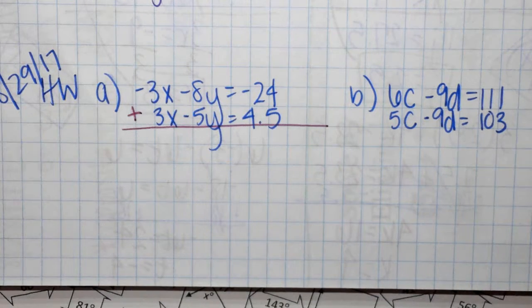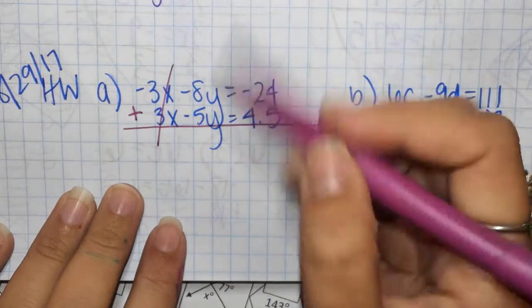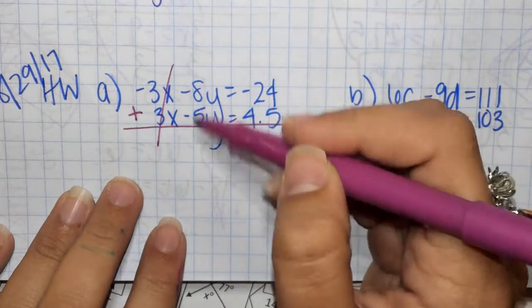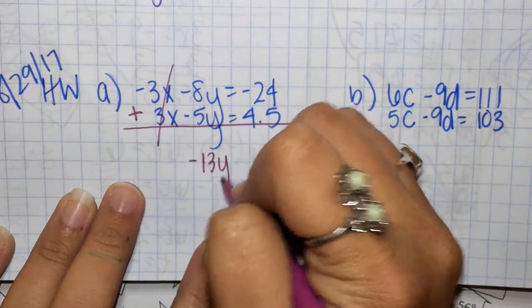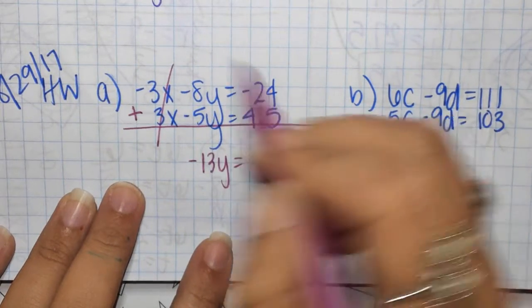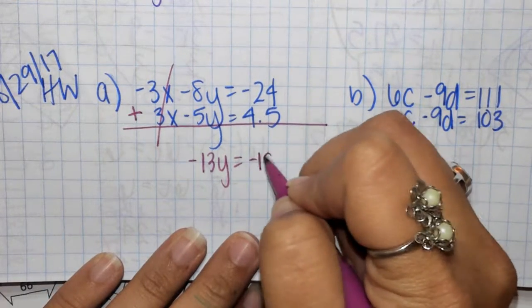What's negative 3 plus 3? 0. What's negative 8 plus negative 5y? Negative 13. And what's negative 24 plus 4.5? Negative 6.5.